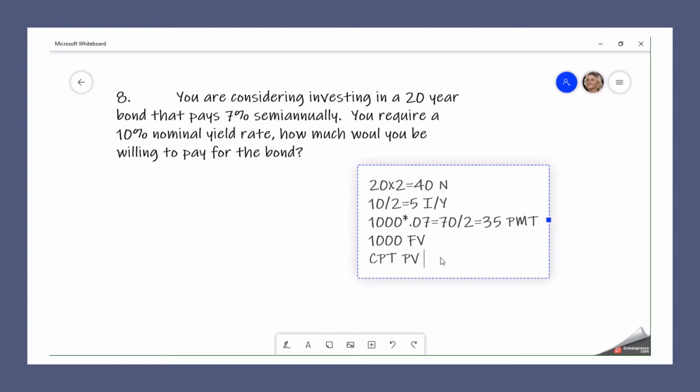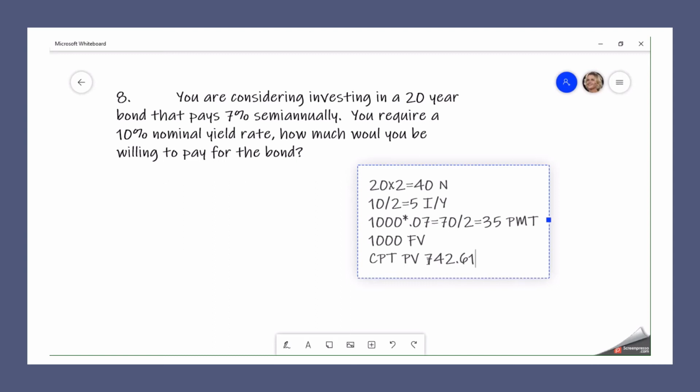Sorry. 40 is my N, 5 is my I/Y, 35 is my payment, $1,000 is my future value, and then compute the present value. 742.61. So yeah, okay, that would be correct. It just seemed low to me.